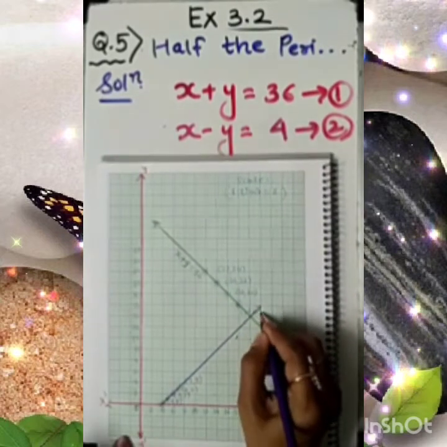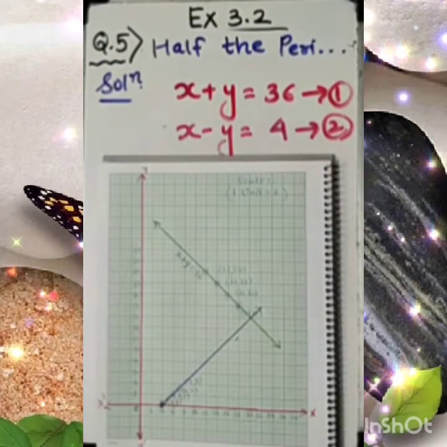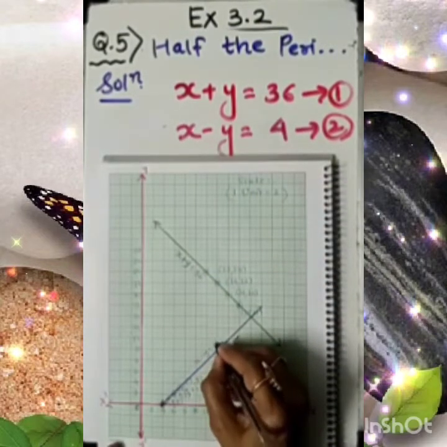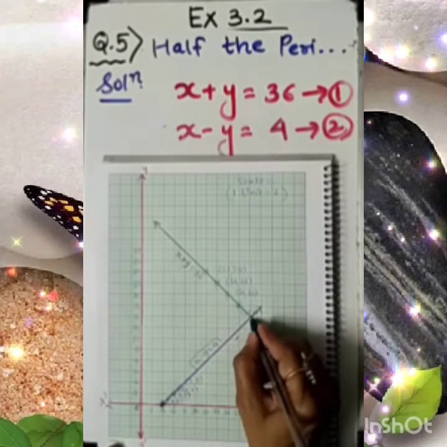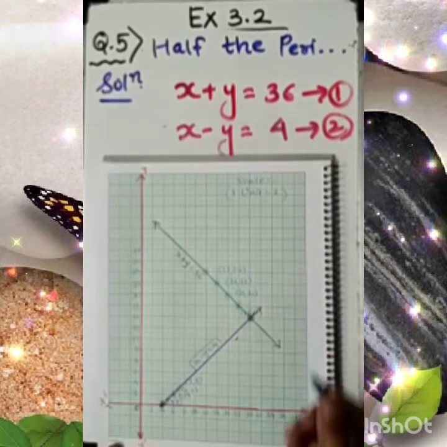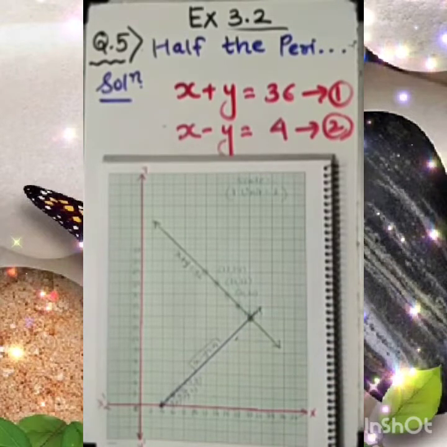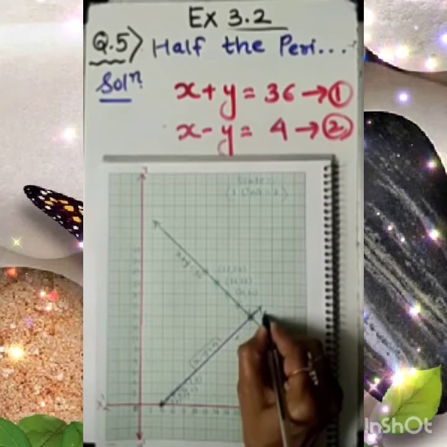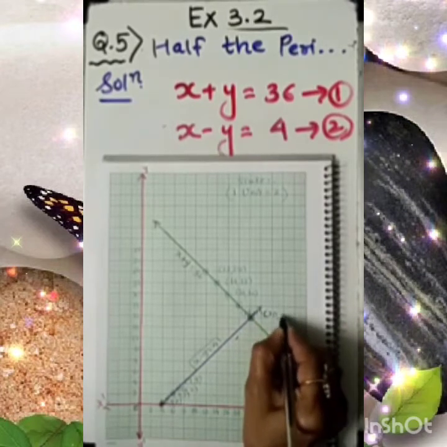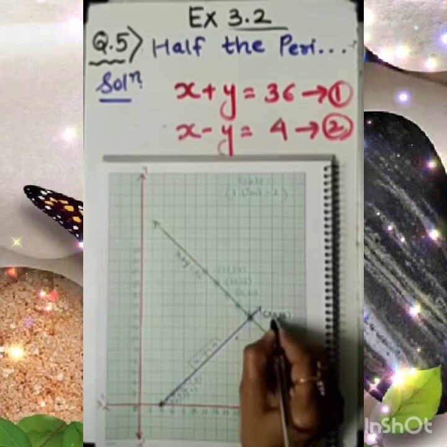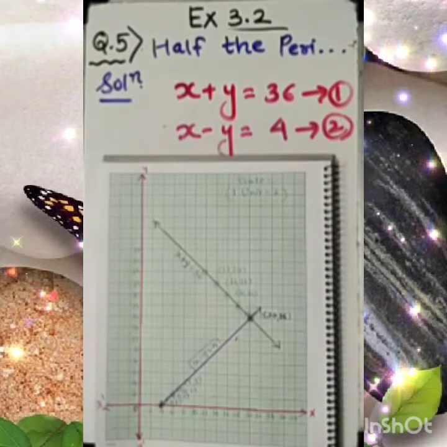If I extend this line, then I have the line x minus y equal to 4. Now dear student, here is the location of intersection of two lines. We are getting two lines and this is the intersecting point. And what are the coordinates of this point? The coordinates of this point are coming 20, 16. These are the coordinates of this intersecting point.